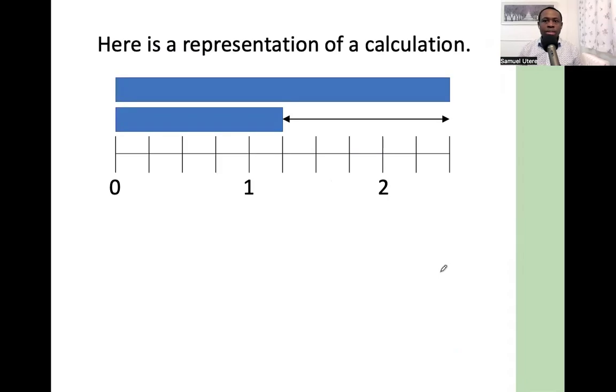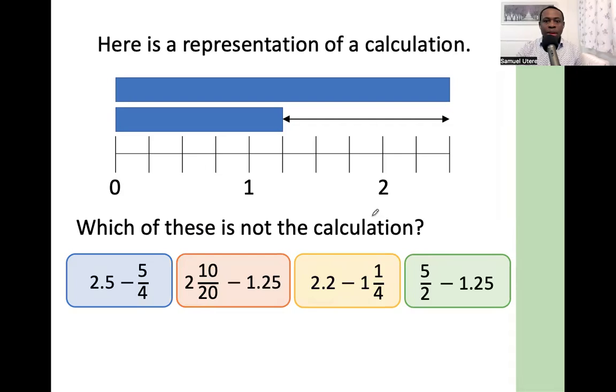Okay, let's look at something else. If we have this representation, how do we write this calculation? What do we think is going on here to find this missing part? Well, if you think about it, which calculation can we pick?